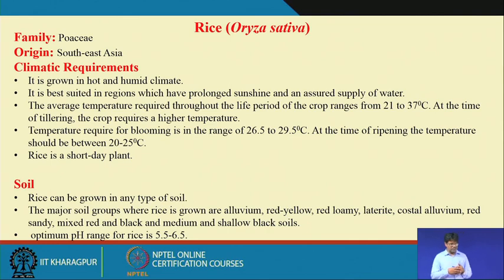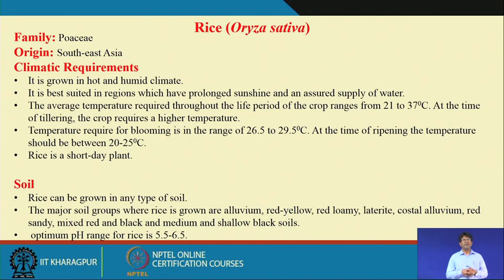Rice belongs to the Poaceae family and is of Southeast Asian origin. Coming to climate requirement, rice is grown in hot and humid climate. It is best suited to regions which have prolonged sunshine and an assured supply of water, because rice is a water loving crop. It needs water, though not standing water, but needs saturation throughout the growing period. The average temperature required for the life period of the crop ranges from 21 to 37 degrees Celsius, and at the time of tillering the crop requires higher temperature, so that tiller formation is better.